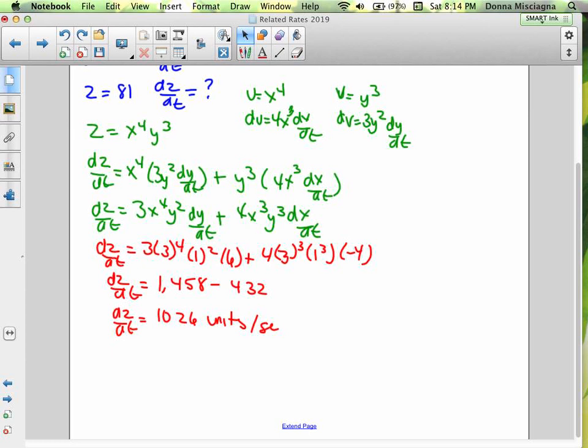Anyhow, there we go. It's 1,026 units per second, and that's the end of this problem.